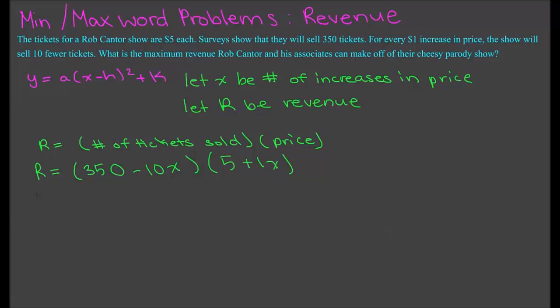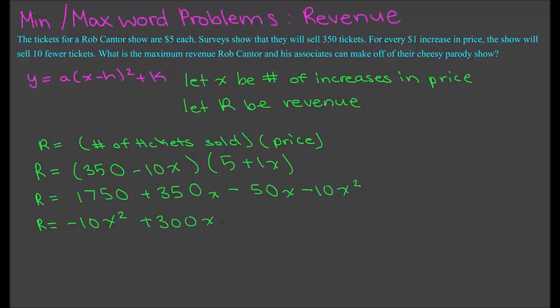We have to simplify the equation and it becomes R equals 1750 plus 350x minus 50x minus 10x squared. If we further simplify this equation, it becomes r equals negative 10x squared plus 300x plus 1750. Now we have to simplify the equation, and it ends up being r equals negative 10 bracket x to the power of 2 plus 30x bracket plus 1750.